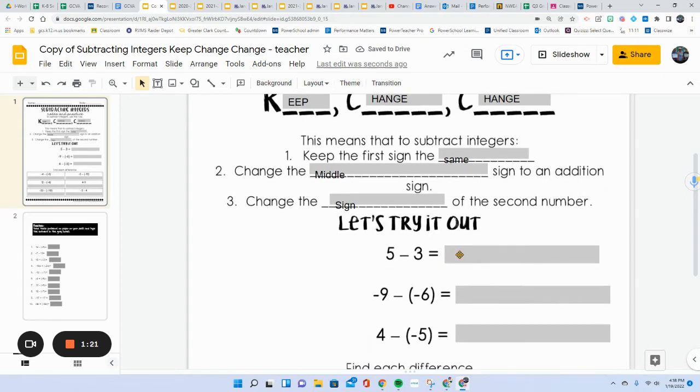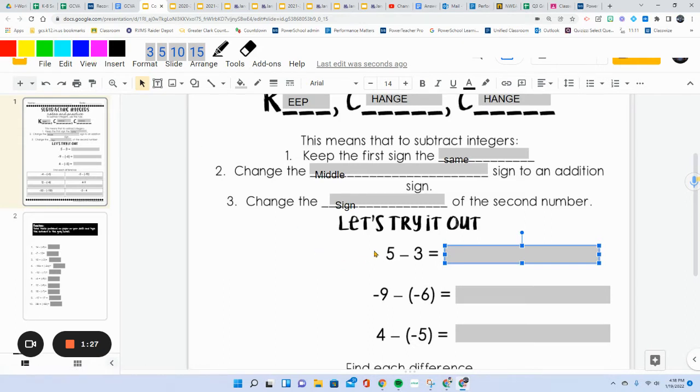So let's try it out. With 5 minus 3, I'm much better writing with the pen, so I'm going to do that, but you guys can type. We're going to keep, change, change. So I'm keeping the 5. I'm changing the minus to a plus, and then I'm changing the sign of this 3. So now we have 5 plus negative 3. Well, I'm going to subtract them. 5 minus 3 is 2. And I'm keeping the sign of the larger number.